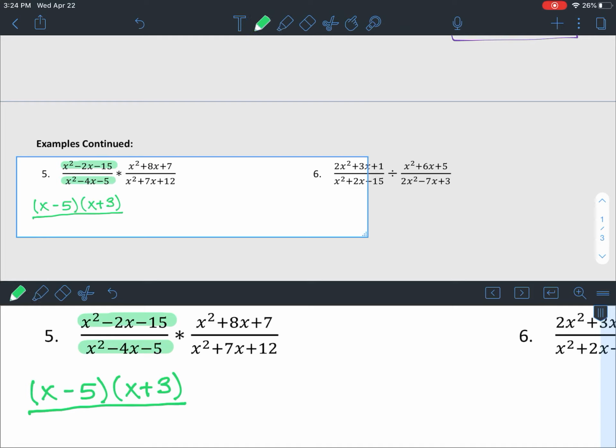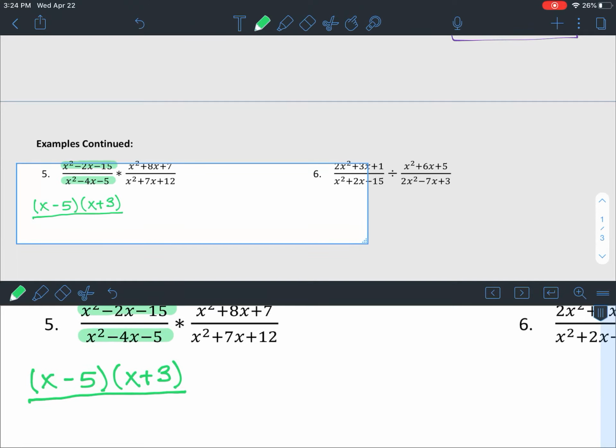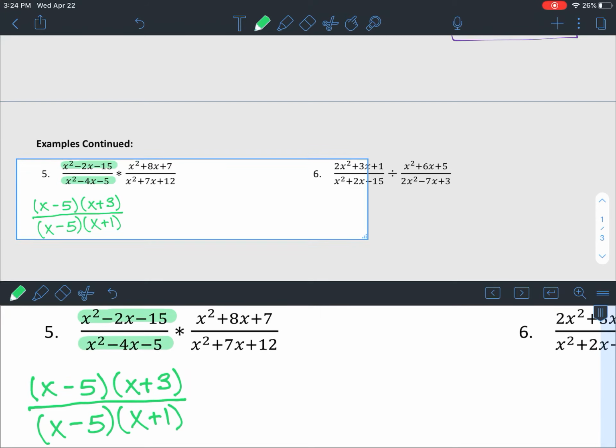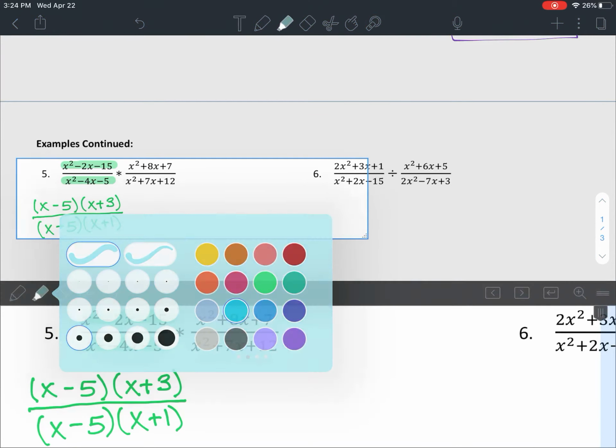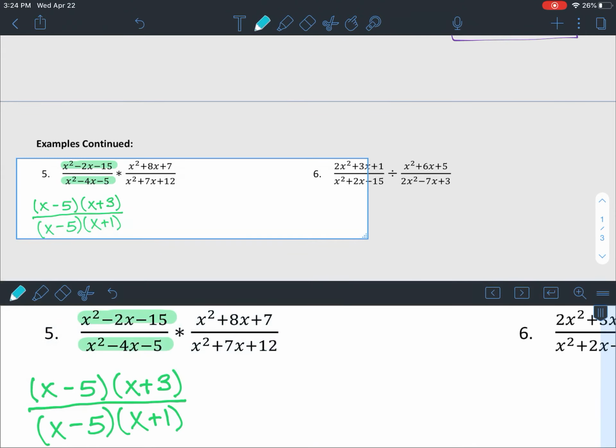And I'm going to do the same thing to the bottom here. So I'm going to ask myself, are there any two numbers that multiply to give me negative 5 and add to give me negative 4? Which again, it's x minus 5 and x plus 1. So negative 5 times 1 gives me my negative 5. Negative 5 plus 1 gives me my negative 4.